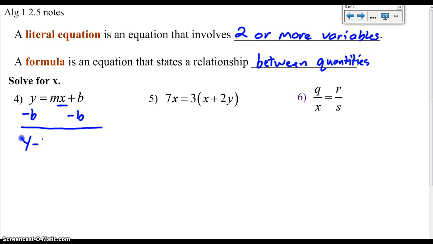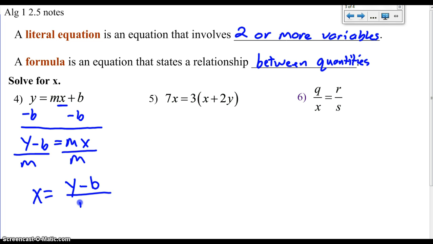We'll just have y minus b equals m times x. And the last thing that I need to do to get x by itself is to move the m by division. So finally I'd have it here that x equals y minus b divided by m. And you can leave your answer just like that.